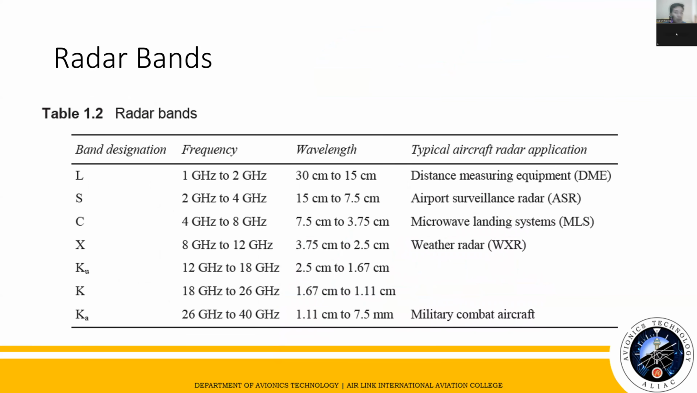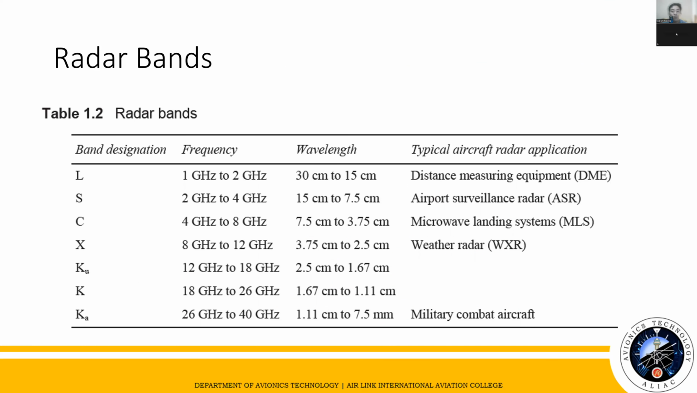In addition, various bands are set aside for radar use, and these are designated by letters. So if you notice, band designations L, S, C, X, Ku, K, and Ka.